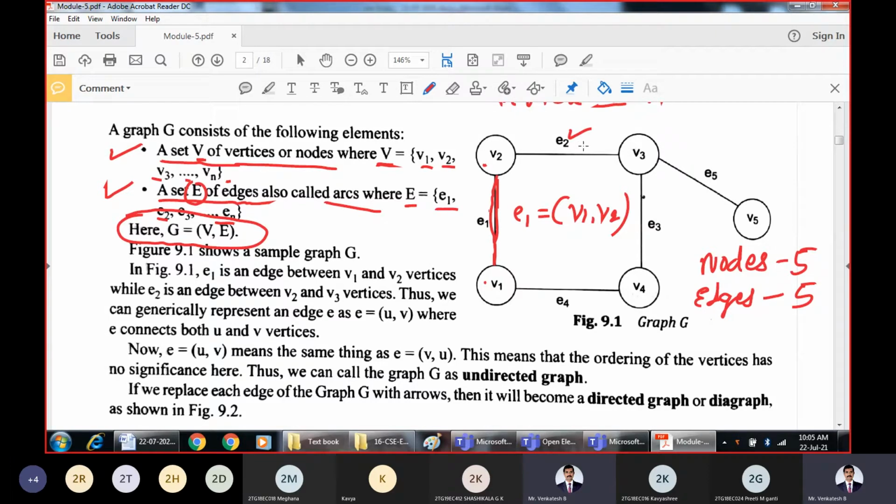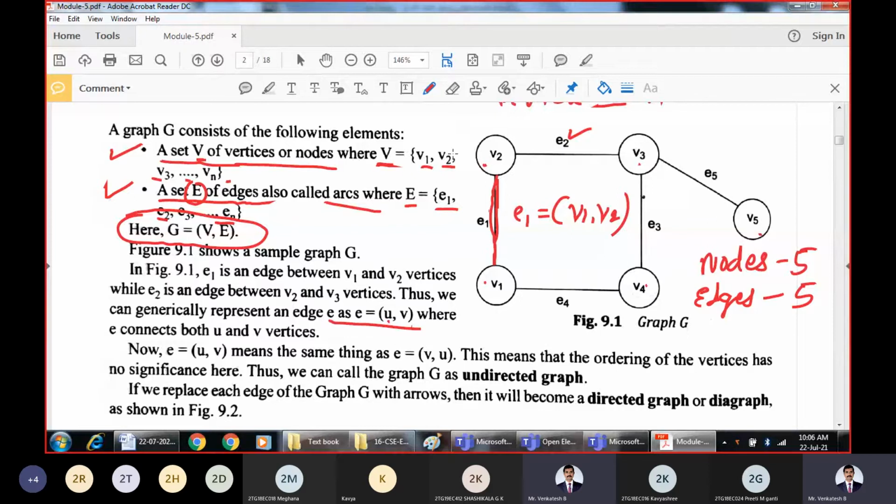Similarly, E2 is an edge joining V2 and V3. E5 is an edge joining V3 and V5. E3 is an edge joining V3 and V4. That is how the edge is defined. So an edge is always defined by a combination of 2 vertices. The generic formula is E is defined as U comma V, where E is an edge connecting 2 vertices U and V.